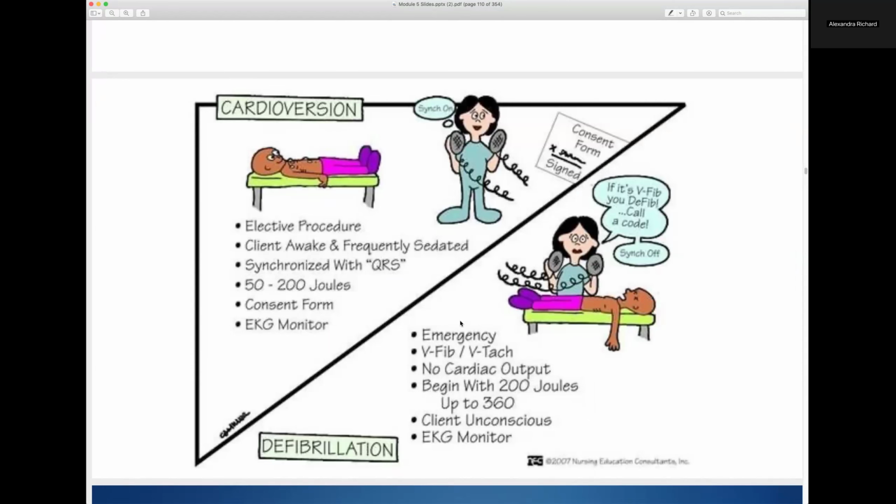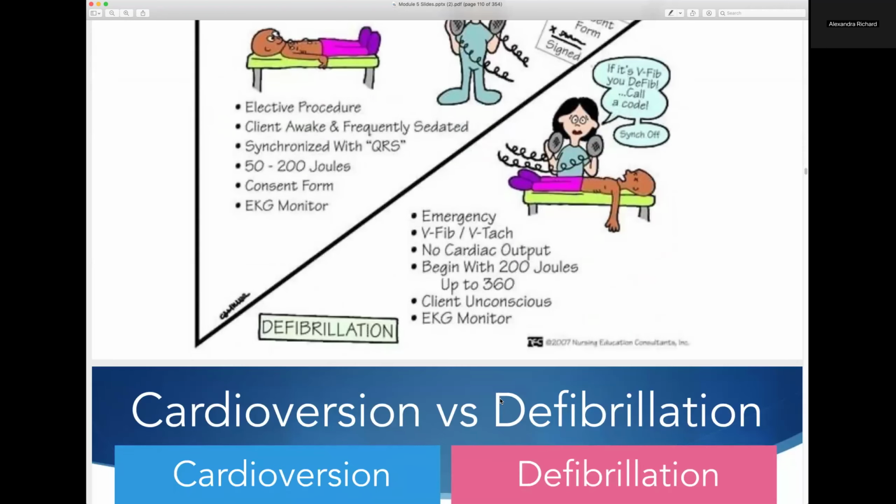Versus defibrillation, this is emergency. The patient is dead, and they're going to stay dead if you don't defibrillate them right away. This is for VFib and pulseless VTach. The patient has no cardiac output. They are dead. You have to defibrillate them. You begin with 200 joules and you can go up to 360. And the patient is on the EKG monitor.